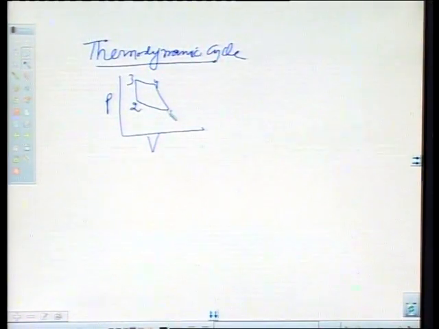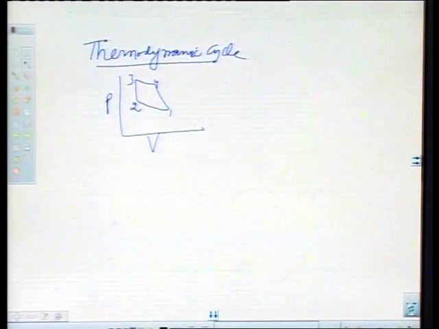A cycle is said to occur when the working fluid changes its position from 1 to 2 by some process, and then again returns to its original position. Now, this is the thermodynamic cycle.